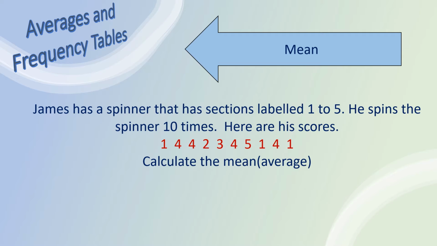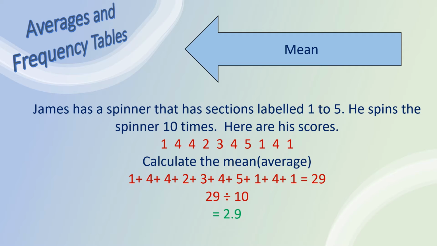Now, you and I may know it as the average, but in mathematical terms, it's called the mean, but it's just the average. So what you do is you add up all these numbers, which comes to, in this case, 29. And you divide it by how many numbers there are, and there are 1, 2, 3, 4, 5, 6, 7, 8, 9, 10 numbers, so you just divide it by 10. And you can see now that the average or the mean is 2.9.